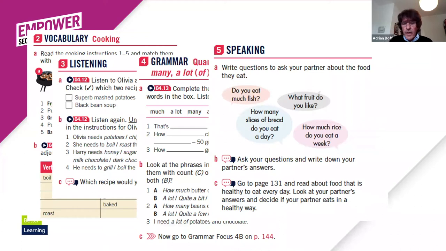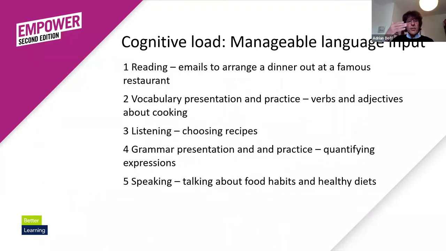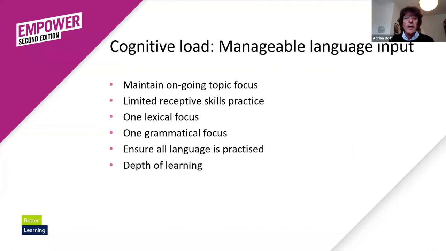So here's an example of a lesson where I think there is less cognitive load and it avoids cognitive overload. There is one reading, one listening, one focus on vocabulary, one focus on grammar. All these things are practiced and there is one final activity. And this suggests perhaps some of the ways in which we can make learned language input more manageable.